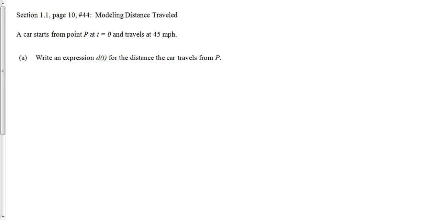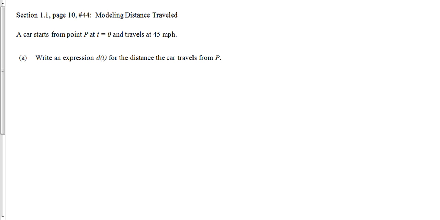All right, we're going to do section 1.1, page 10, number 44, modeling distance traveled. The problem reads, a car starts from point P at t equals 0 and travels at 45 mph. Part A asks us to write an expression for d of t for the distance the car travels from P. There are several ways that we can look at this.